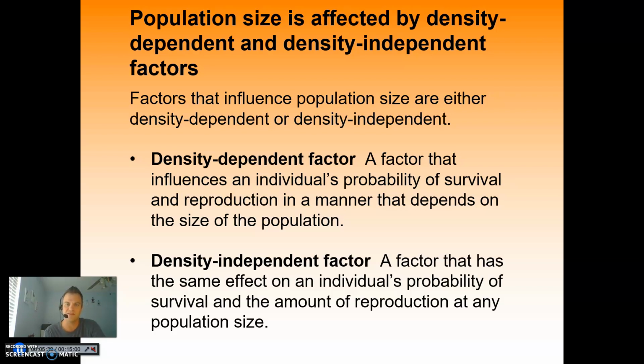A density independent factor is a factor that has the same effect on the individual's probability of survival and amount of reproduction at any population size. So it doesn't matter how many are in there. These are things like natural disasters, like a hurricane. A hurricane doesn't matter if there's a million animals or trees or people in the area. It's going to pretty much have the same effect. This could be, again, another natural disaster, like an earthquake. Earthquake doesn't matter how many individuals are in the population, or a fire, or anything like that. Those don't really depend on how many are there. These factors will influence the population that way.